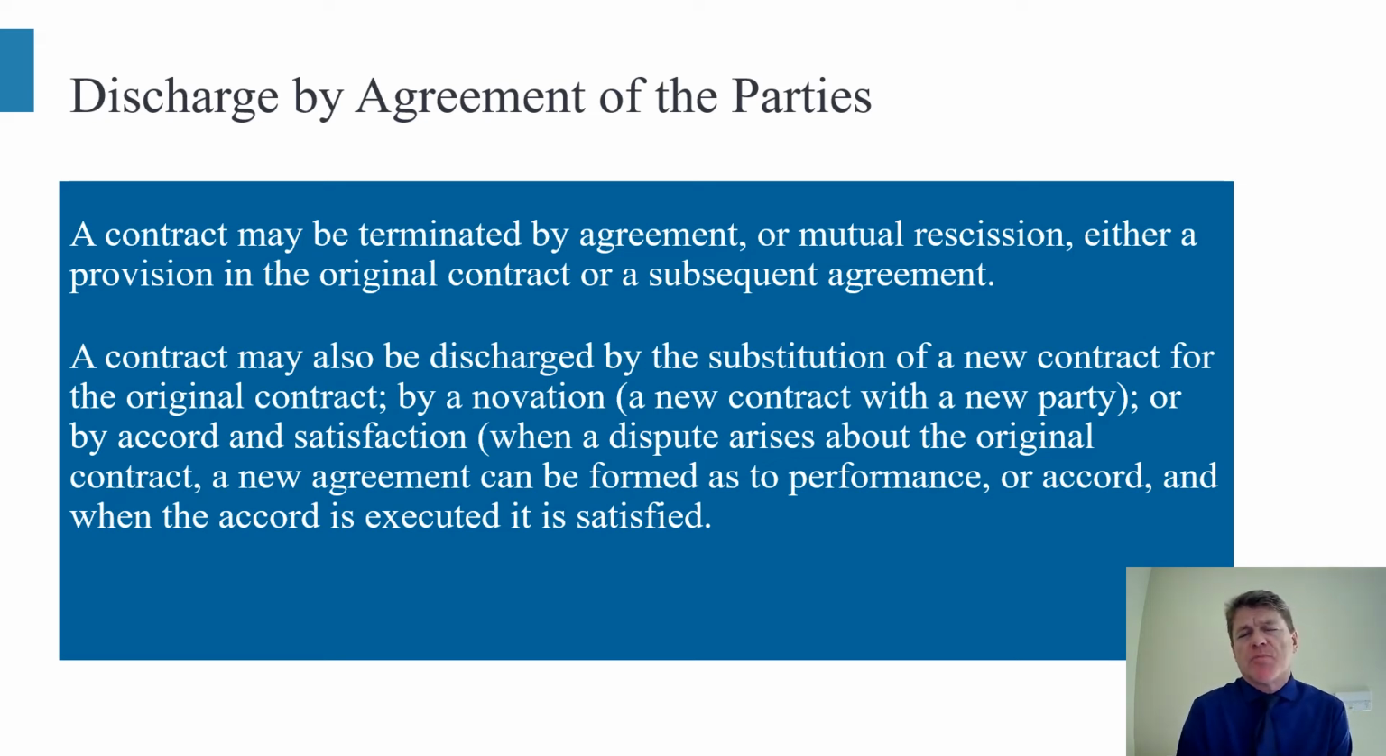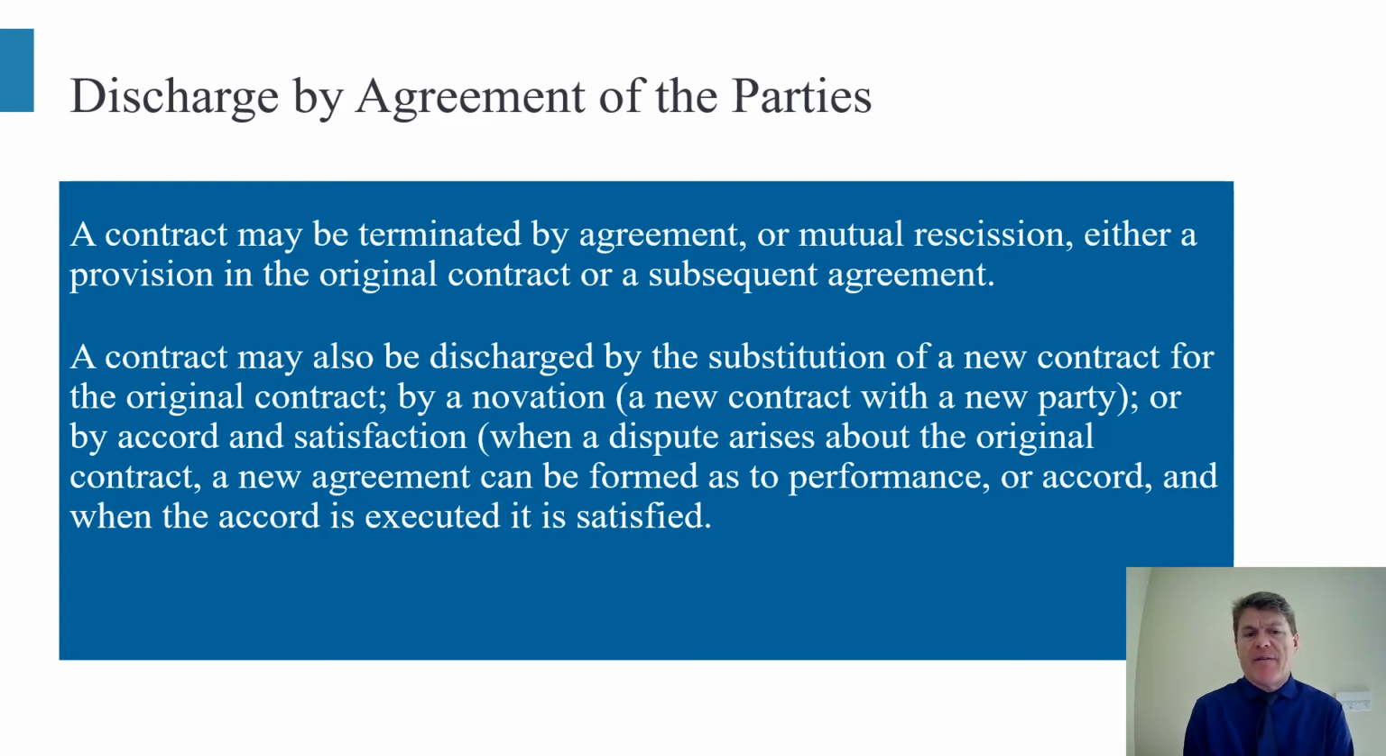You can have discharge by agreement of the parties. Whether it's by agreement or mutual rescission, however you want to frame the language, you're basically just saying that you want to terminate this agreement, and if the other side agrees, then that's fine. There are a couple of different options at your disposal. You could substitute a new contract for the original contract. Maybe you don't like how things are unfolding under the existing agreement, but you still want to do business with this other party. If you both agree, you can say, look, let's set aside this original agreement and craft a new one. You can do that.